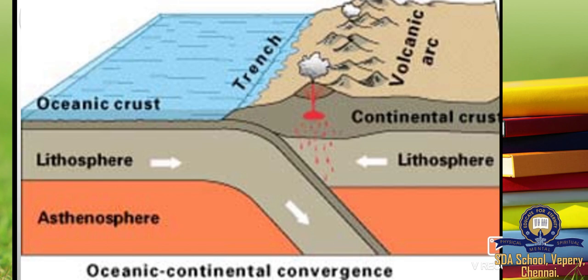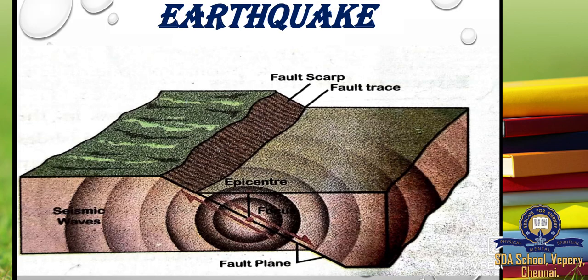Endogenic forces sometimes produce sudden movements and at other times produce slow movements. Sudden movements like earthquakes and volcanoes cause mass destruction over the surface of the earth. Next we are going to learn about the earthquake.